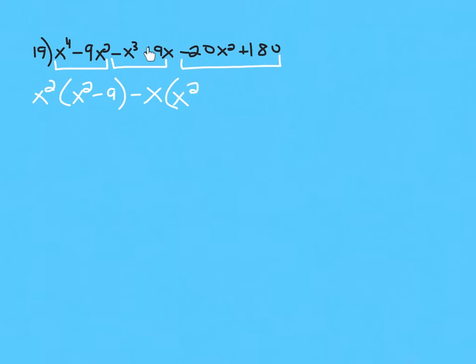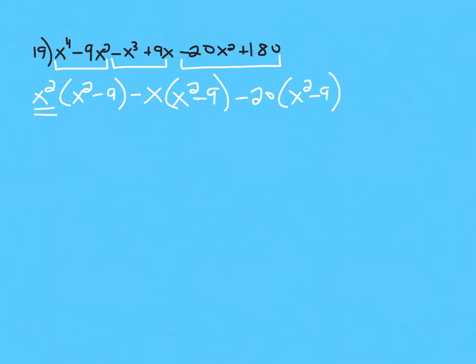And then a positive 9x divided by a negative 1x would be negative 9. All right, so far, so good. The parentheses are matching up. Now, out of the last 2 terms, we're going to factor out a negative 20, which is also going to leave us with a positive x squared and a negative 9. Okay, so this is good.